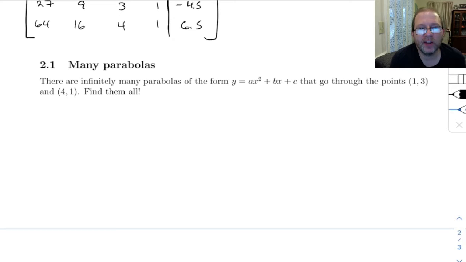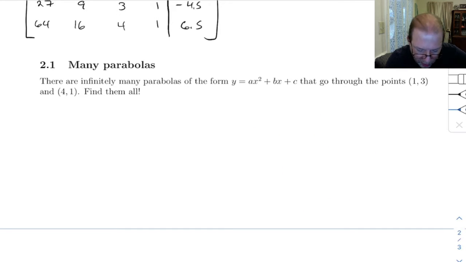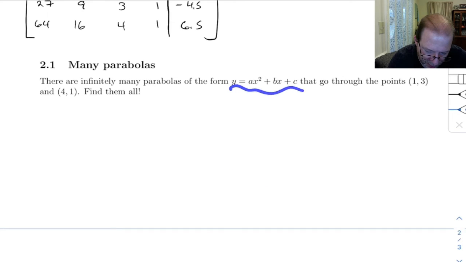All right, 2.1 is kind of a neat problem. It says there are infinitely many parabolas of the form y equals ax squared plus bx plus c that go through these 2 points. Find them all. Okay, first up, why am I saying parabolas of this form? It's because this is going to find all the parabolas that open upward or downward and go through those 2 points. There are other parabolas that are sideways, and we're not going to find those.